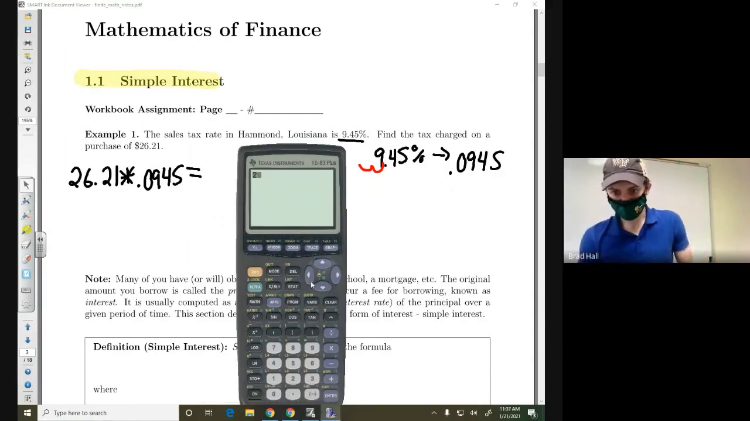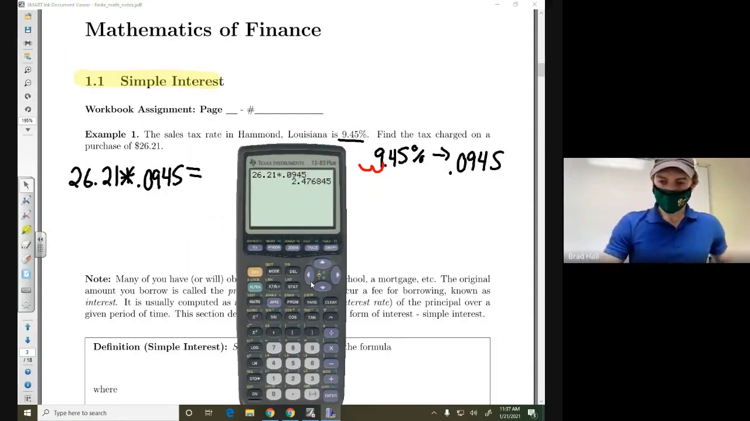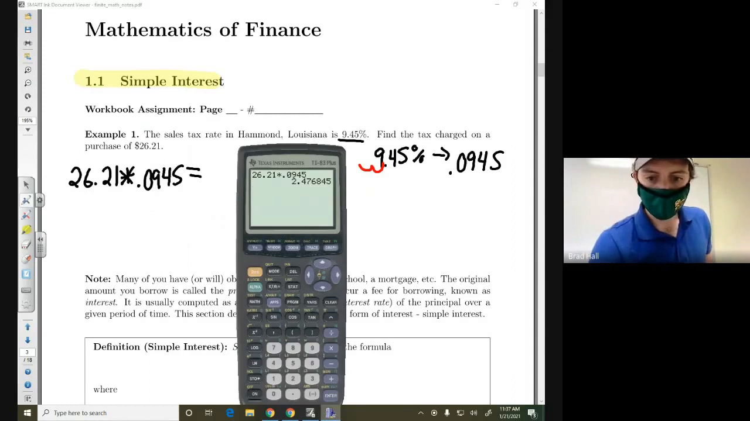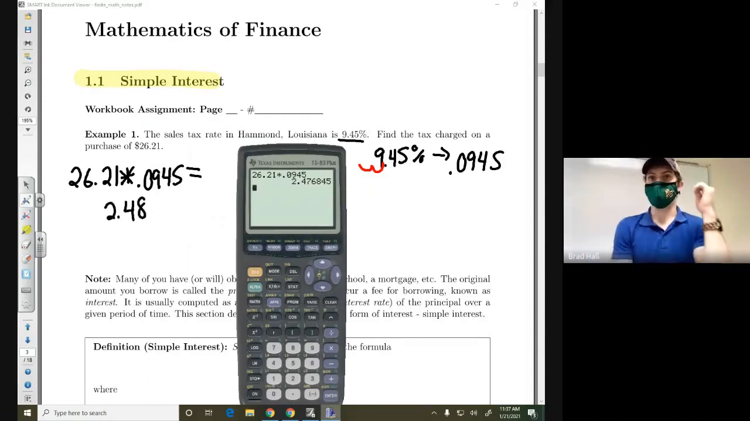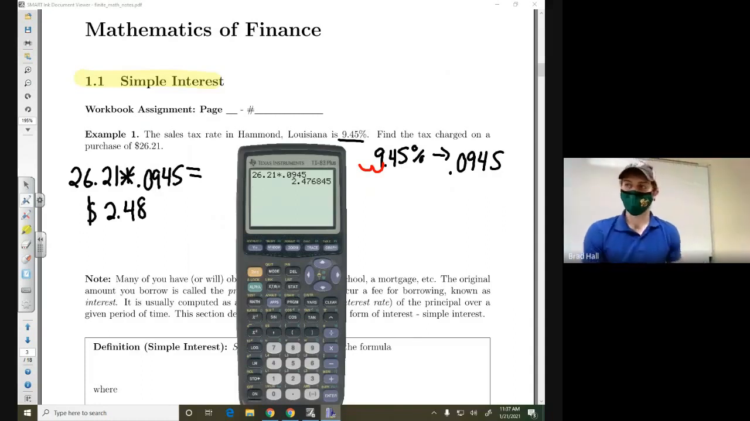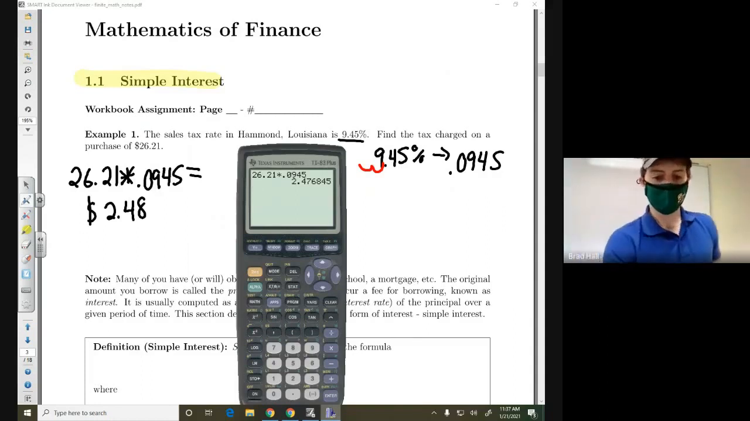So I do it every now and again. So let's do 26.21 times 0.0945. So I get 2 point blah, blah, blah. And I'm going to round to 2 decimal places because this is money. Dealing with money, we want cents here. So 2.48, to round to the nearest cent. Since this is money, we're figuring out the tax. And so that's the tax right there.